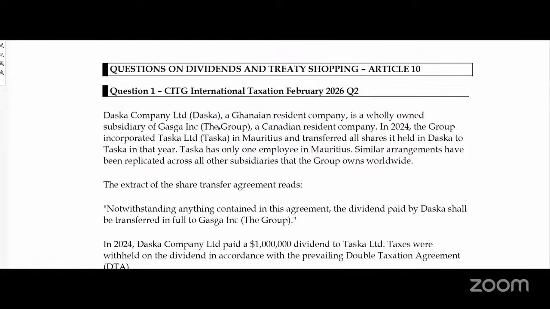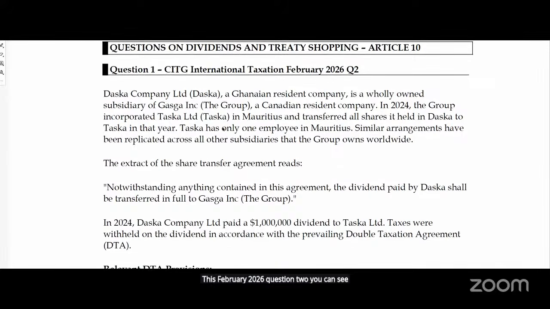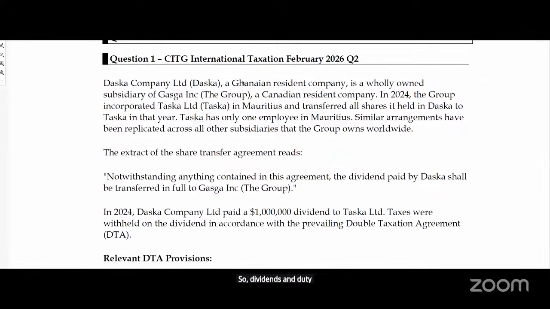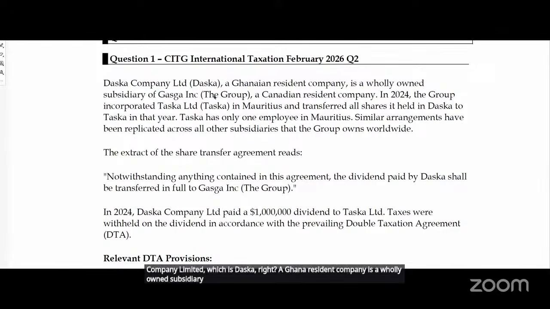Good. This is the February 2026 question 2, on dividends and treaty shopping. Daska Company Limited, a Ghanaian resident company, is a wholly owned subsidiary of Gaska, which is the group.